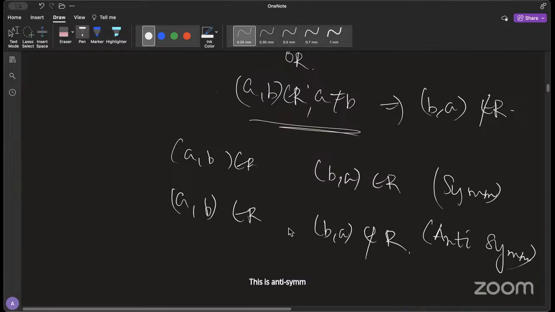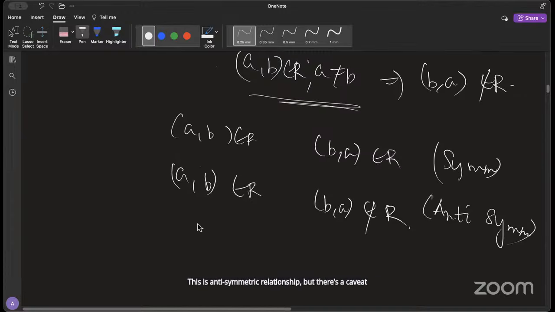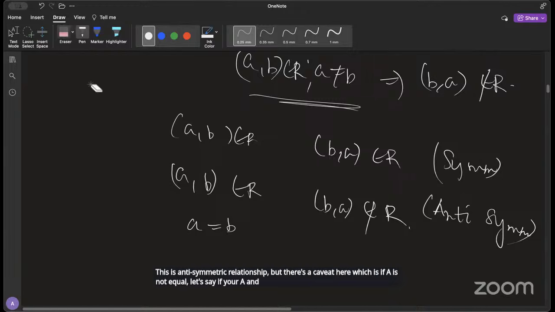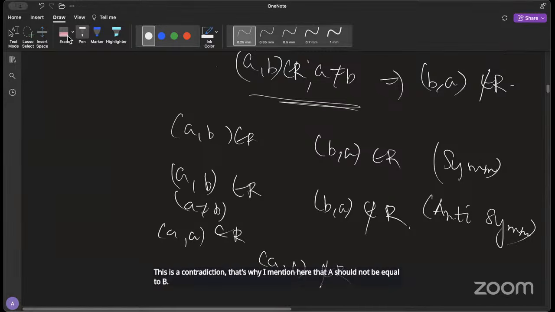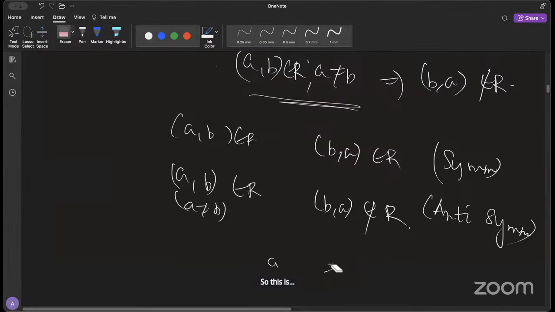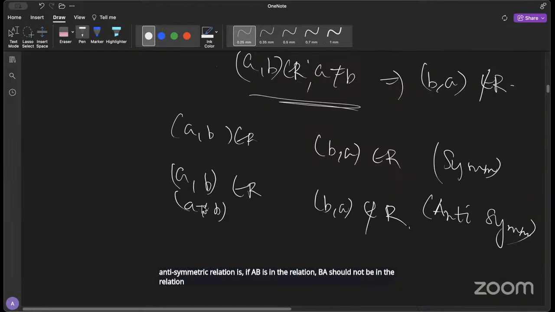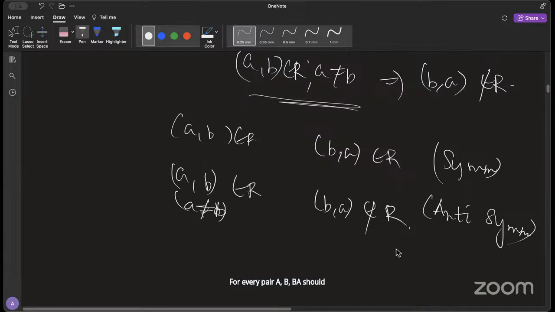This is the antisymmetric relationship. But there's a caveat here: if a and b are equal, then the pair would become (a,a), and I can't say that (a,a) should not be in R. If I'm saying (a,a) is in R and (a,a) is not in R, this is a contradiction. That's why I mentioned that a should not be equal to b. It's easier to learn this way: a symmetric relation is if (a,b) is in the relation, (b,a) should be in the relation. An antisymmetric relation is if (a,b) is in the relation, (b,a) should not be in the relation, provided a and b are not equal. That means when a and b are not equal, for every pair (a,b), (b,a) should not be in the relation. Is that okay?